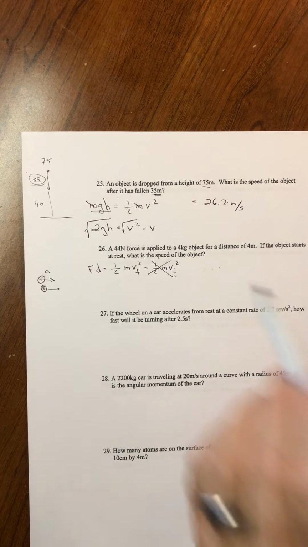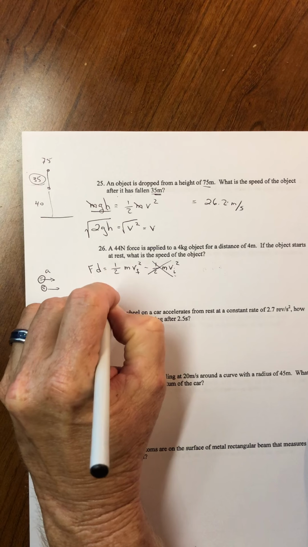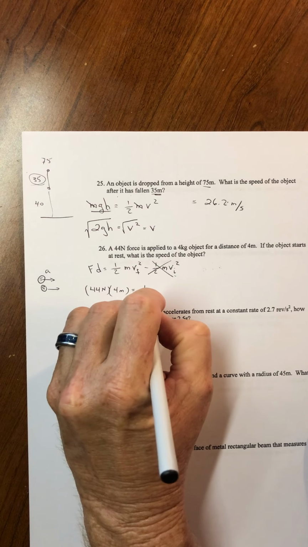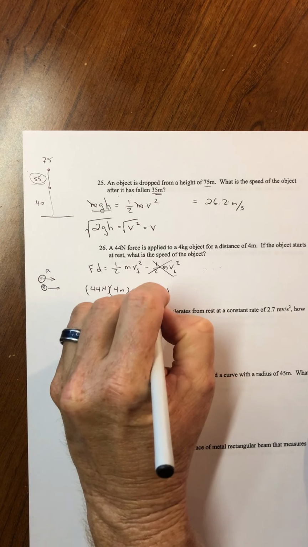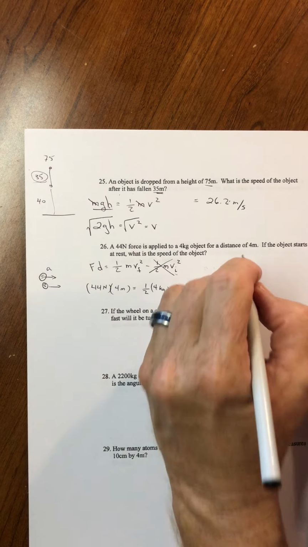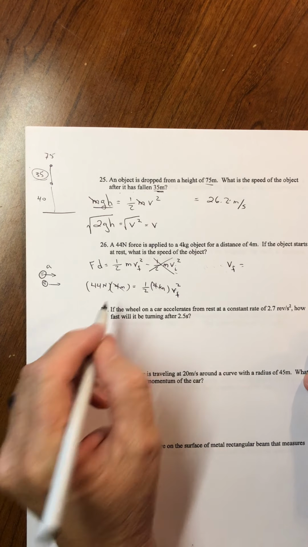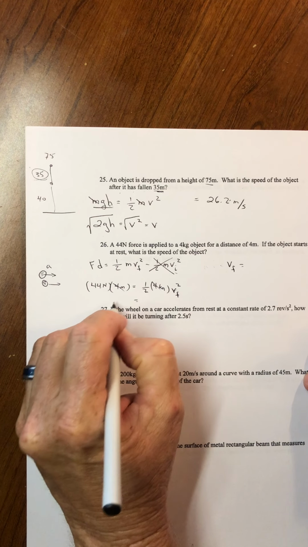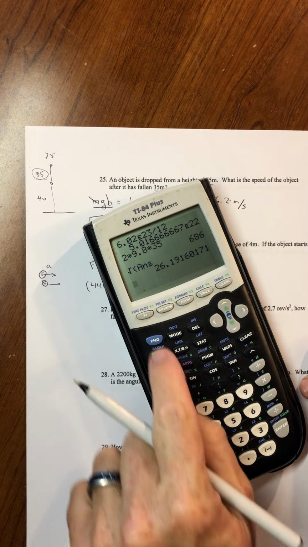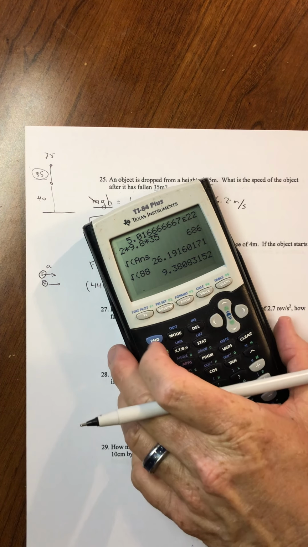The way this is worded, it has to be moving in the direction it is pushed. So I can clearly say that the force is 44 newtons, and the distance that it moves is 4 meters, and they're in the same direction. So then I can put a mass of 4 kilograms here and get a final speed squared with an initial speed of 0. And I'm probably going to need a calculator for this. It looks like this comes to 88 for the square of the speed. So the square root of 88 is about 9.38.